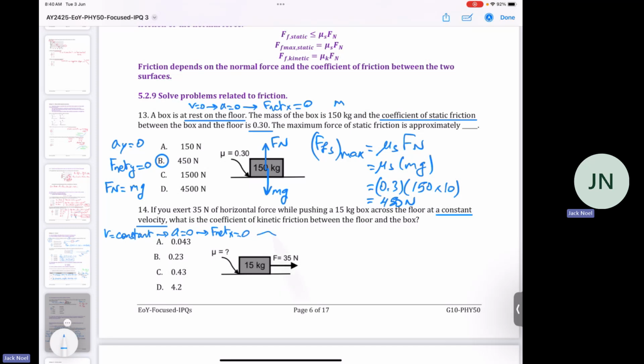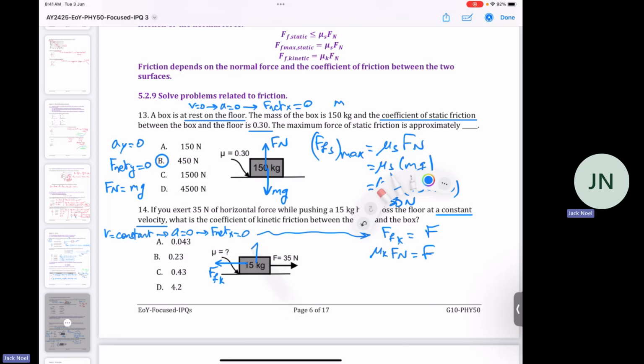So if the net force along the x-axis is zero, that means that the force of friction, which in this case is kinetic because it's moving, would be equal to the applied force. But of course, it's in the opposite direction. So this is F K, force of friction, but kinetic. Force of friction is nothing but mu K Fn equals F.